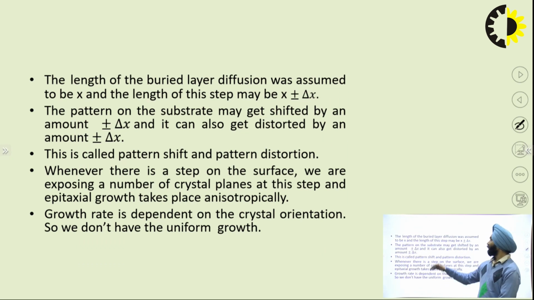The length of the buried layer diffusion was assumed to be x, and the length of the step may be delta x. So the step is of x plus or minus delta x. The pattern on the substrate may get shifted by the amount of delta x, and it can get distorted by an amount delta x. So this is the pattern shift or the pattern distortion.